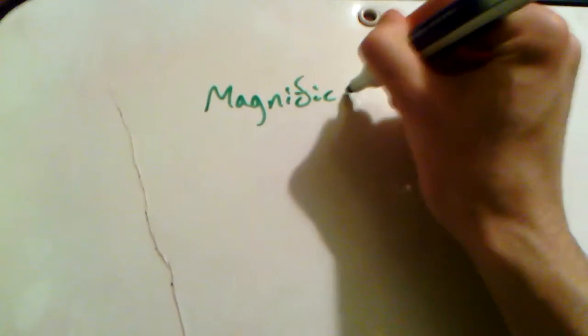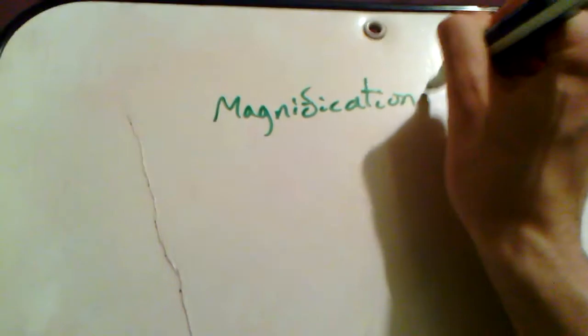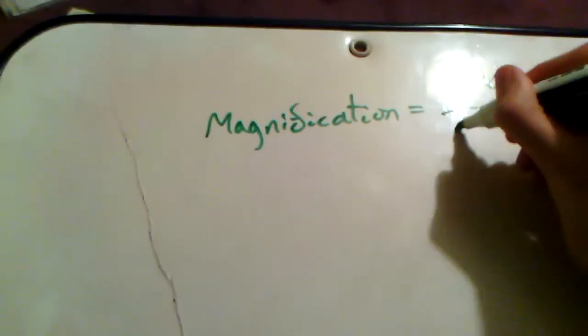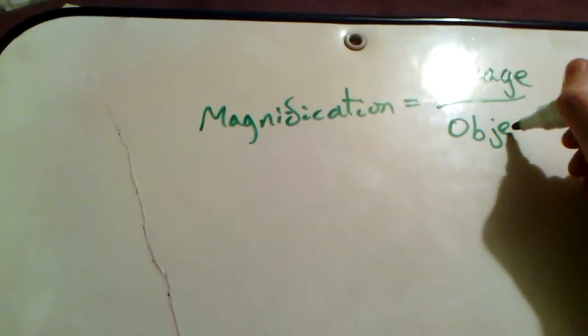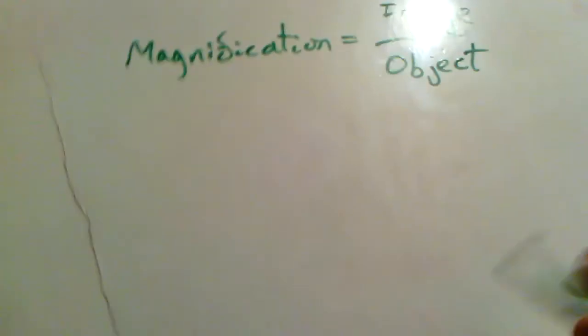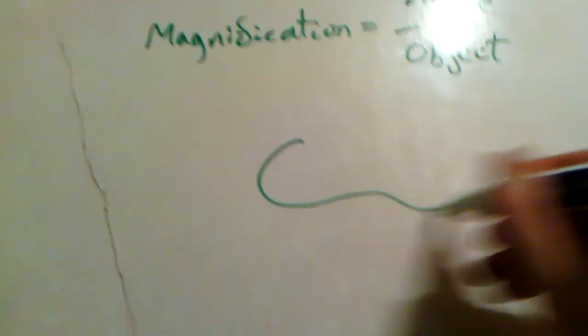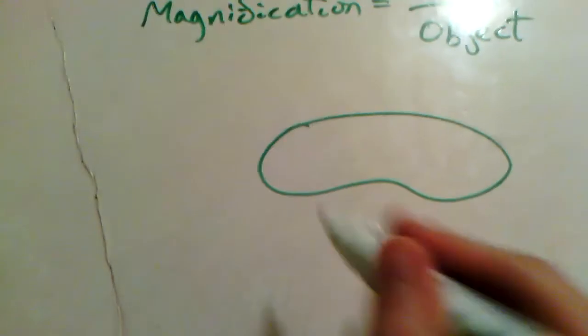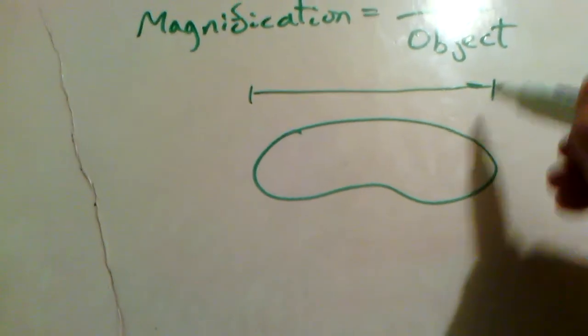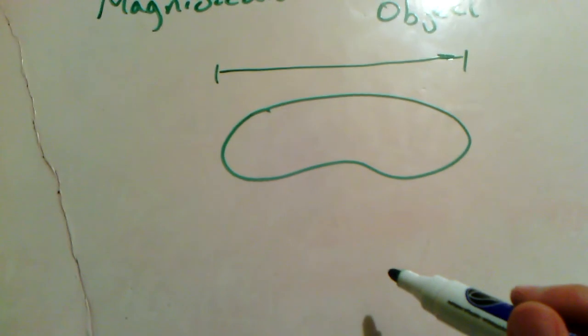Now, different microscopes have different magnifications, and magnification actually has its own little formula. Magnification is the size of the image over the size of the object. So for example, let's say this is an image, a photograph of a cell, and the length from end to end was 15 centimeters.